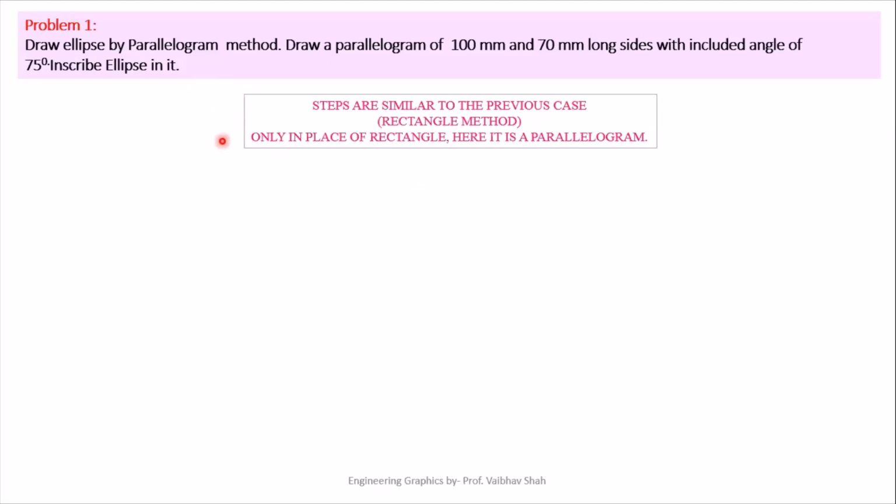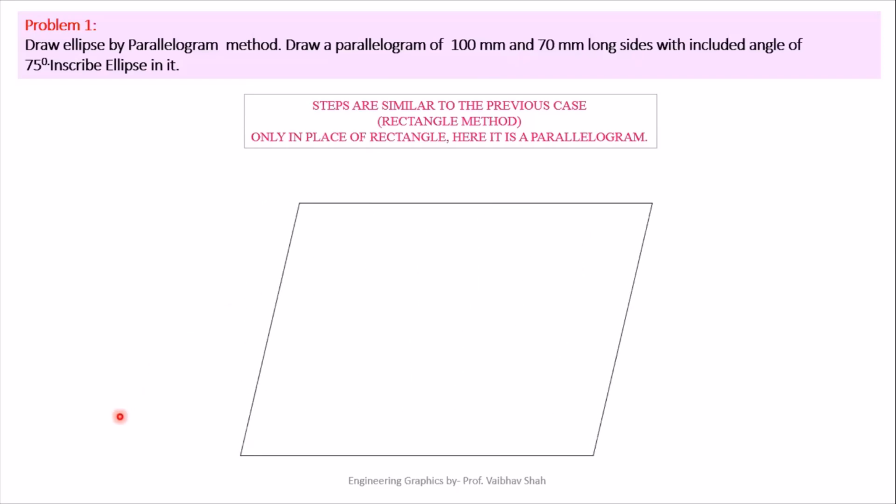So our first step would be drawing one parallelogram of 100 mm by 70 mm long. Mind that this 100 mm and this 70 mm are not your major axis and minor axis in this case of parallelogram method. These are only the dimensions of your parallelogram inside which you have to draw an ellipse. So these are not your major axis and minor axis, remember that. So let us construct one parallelogram of 100 mm by 70 mm long side.